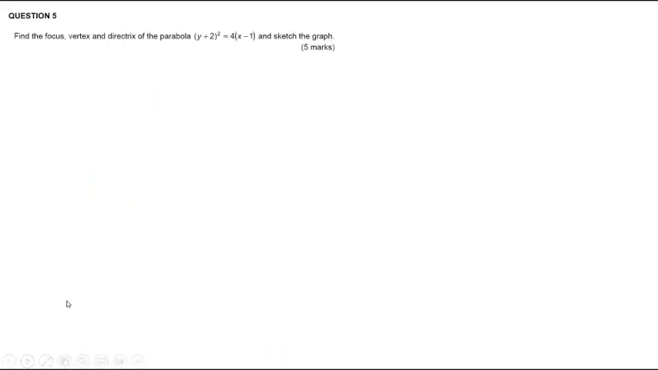And the last question is question 5. Find the focus, vertex, and directrix of the parabola and sketch the graph. By looking at the equation, we can compare with (y minus k) square equal 4p(x minus h). Positive x, so our graph opens to the right.